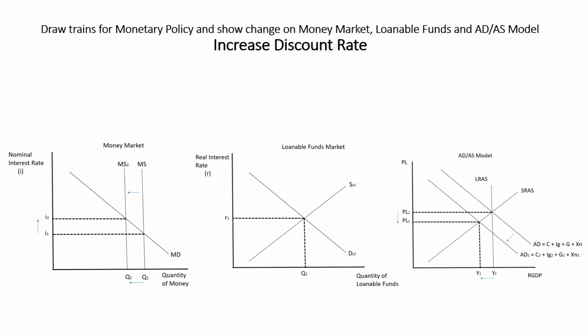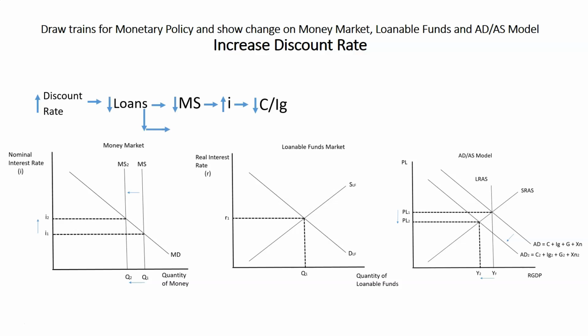The next one that we have here is an increase in the discount rate. And so let's see here if we can draw our train for this one. An increase in the discount rate is going to cause a decrease in loans given out by banks. When there's less loans, that means that there's a decrease in the money supply. So this is contractionary monetary policy. When there's a decrease in the money supply, as shown by the graph below, you have an increase in the nominal interest rate, which causes a decrease in C and IG.